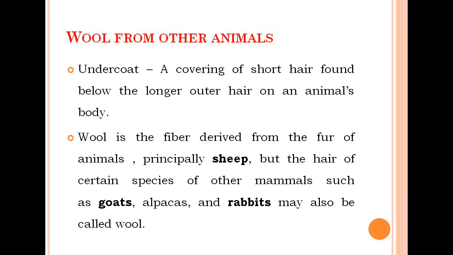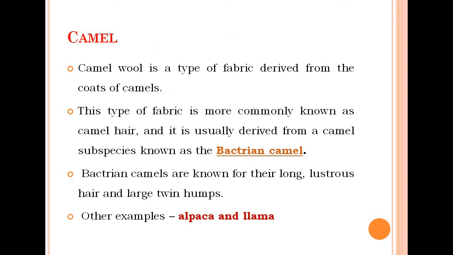So we know that wool is a fiber that we obtain from animals, mostly from the sheep, but we also get hair from other mammals like goats, rabbits, etc. So now, in today's lesson, we will study the wools from other animals. First we will have a look at the camel. We know the camel is found in the desert, and you all must have seen a camel.